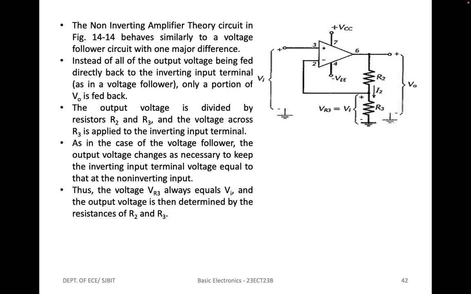The input and output impedances for a non-inverting amplifier are easily determined from the negative feedback equation. Design of a non-inverting amplifier mostly involves determining suitable voltage divider resistors, that is R2 and R3. So the design begins with the selection of a voltage divider current that is much larger than the op-amp input bias current.